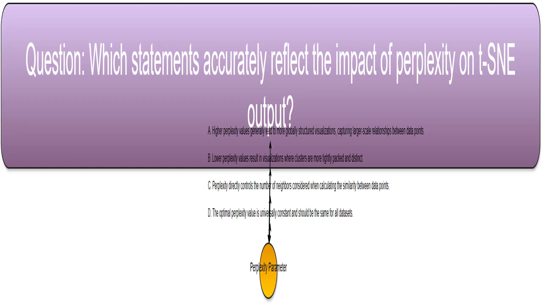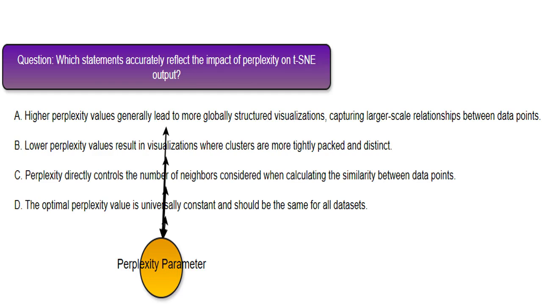This is partially true. Lower perplexity will make clusters tighter. However, whether these clusters are always more distinct depends on the data itself. This question tests your understanding of how the perplexity parameter in TSNE affects the visualization of your data.